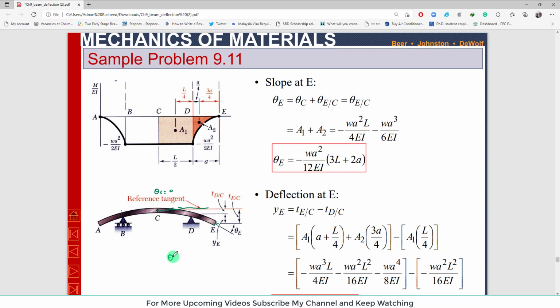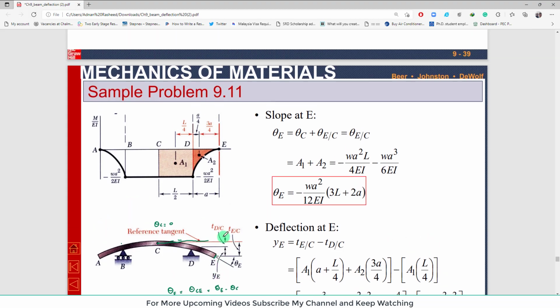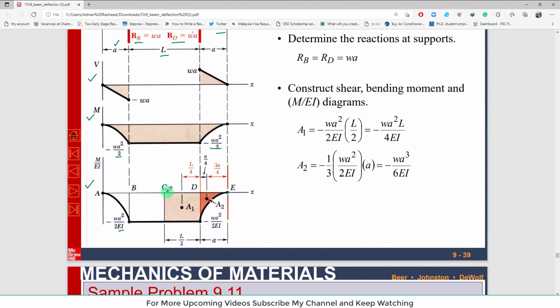So you can see theta E will be equal to theta CE, which is equal to theta E minus theta C. Again theta C is equal to 0. I will write it, theta CE is equal to theta E, which is equal to the area under the M over EI diagram.